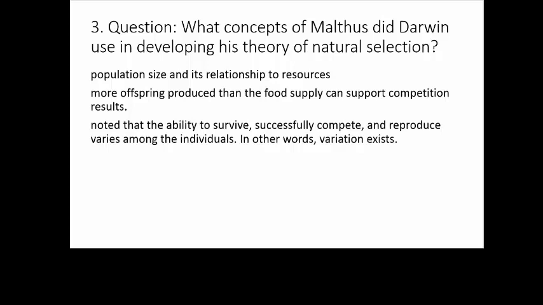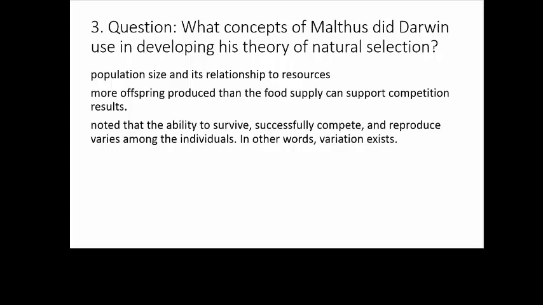Finally, Malthus noted that the ability to survive, successfully compete, and reproduce varies among individuals. In other words, variation exists. Darwin used these ideas by suggesting that individuals with more advantageous traits are able to survive and reproduce more successfully than those individuals with less favorable traits.